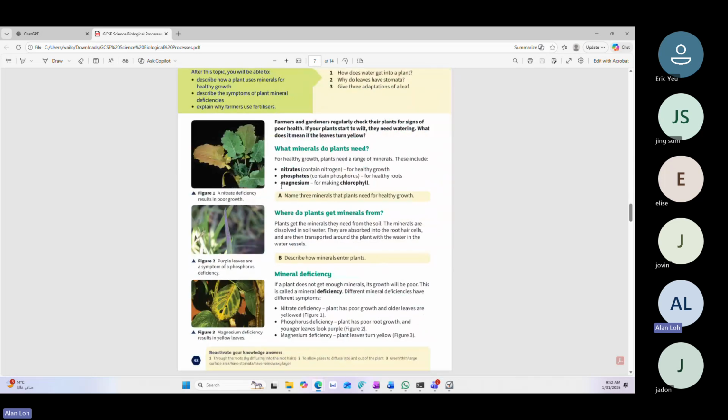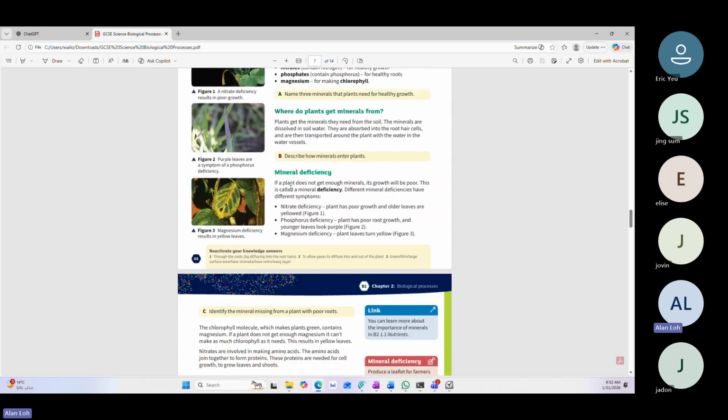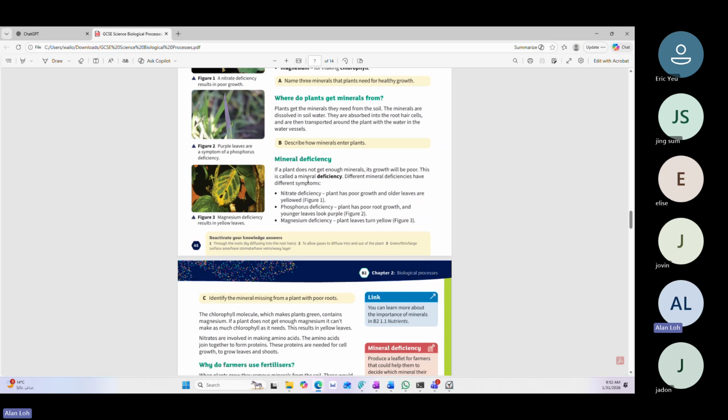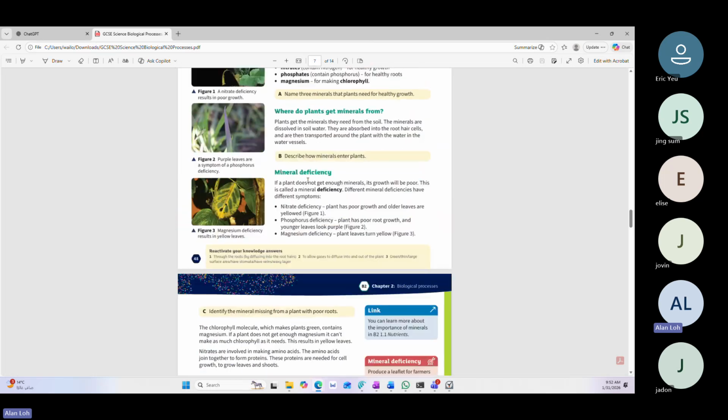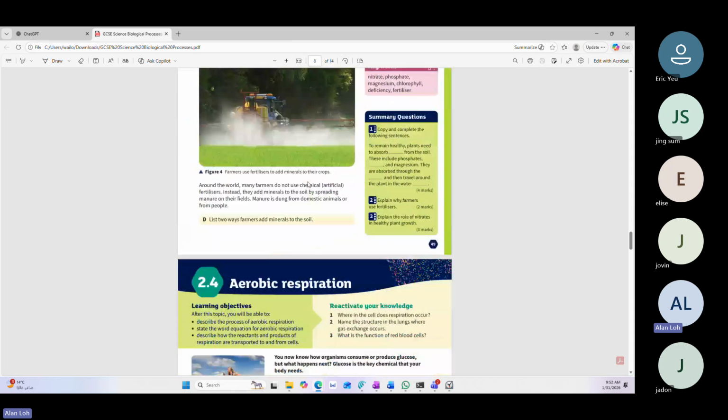What are the three important minerals? Nitrate, phosphate, magnesium. Then why is it that some of the leaves look like they are not healthy? Because of a lack of certain important minerals. And what does yellow color represent, and what does purple color represent?